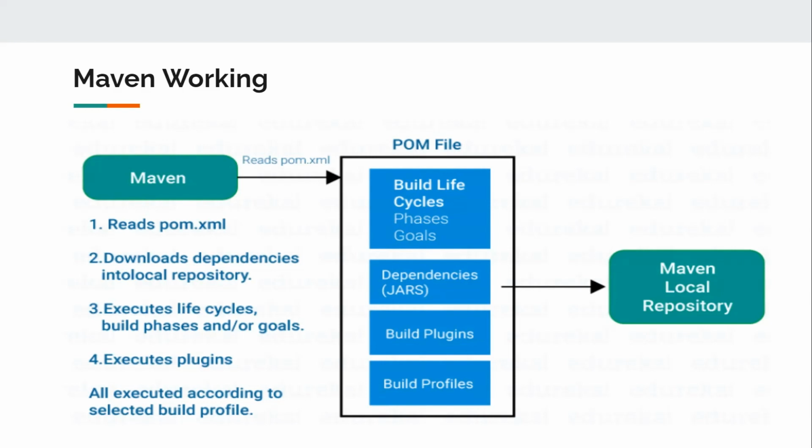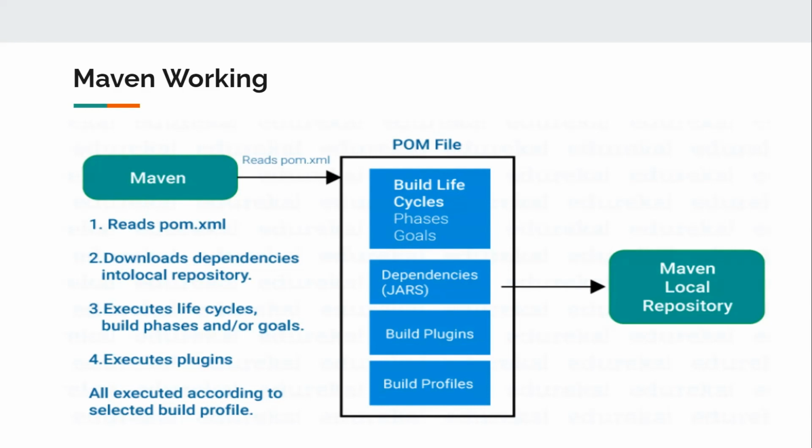Now what exactly happens? The first thing is Maven reads the POM file, then downloads the dependencies into the local repository. Whatever dependency we define in our POM file, Maven will download it into the local repository, which is nothing but a folder in your local system. And from where exactly does it download? It downloads from the internet, that is Maven's central repository or some remote repository. We will see about it when we start building our Maven project. Then it executes the life cycle, build phases and goals, and executes the plugins, all according to the selected build profile. So this is the overview of how Maven works.